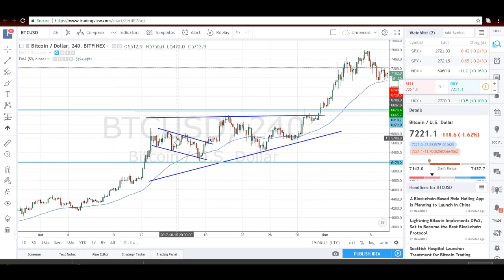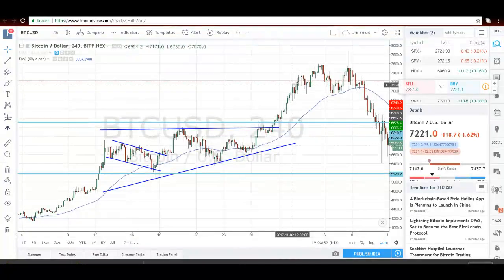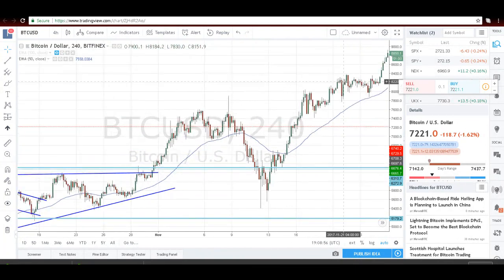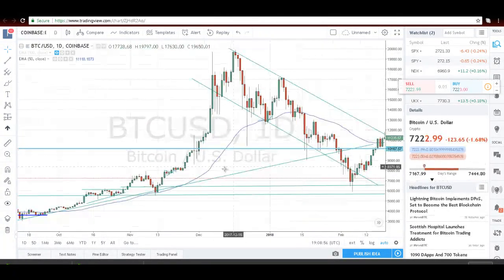So when we had this and then it started to consolidate, it created this big consolidation area, right? And then the market broke out of this consolidation. And notice that it came right back to the consolidation, and then it shot right back up. So while I'm looking at Bitcoin, I'm like, man, I don't know, this thing is just going down.